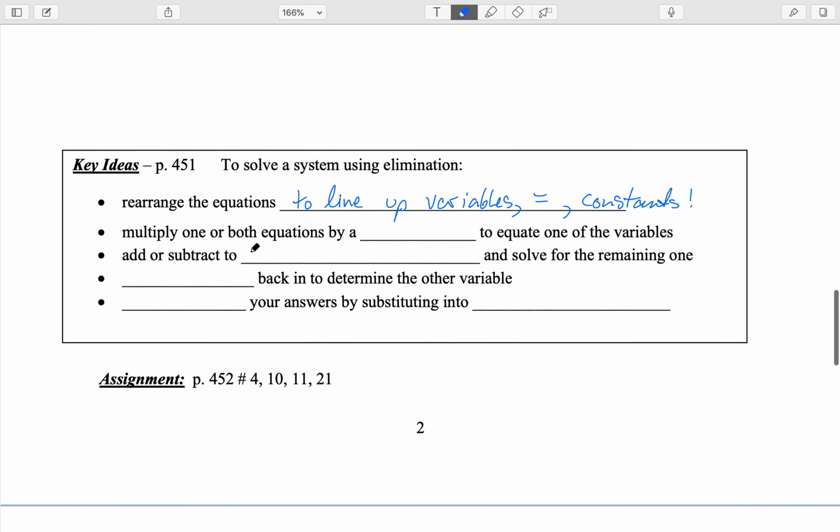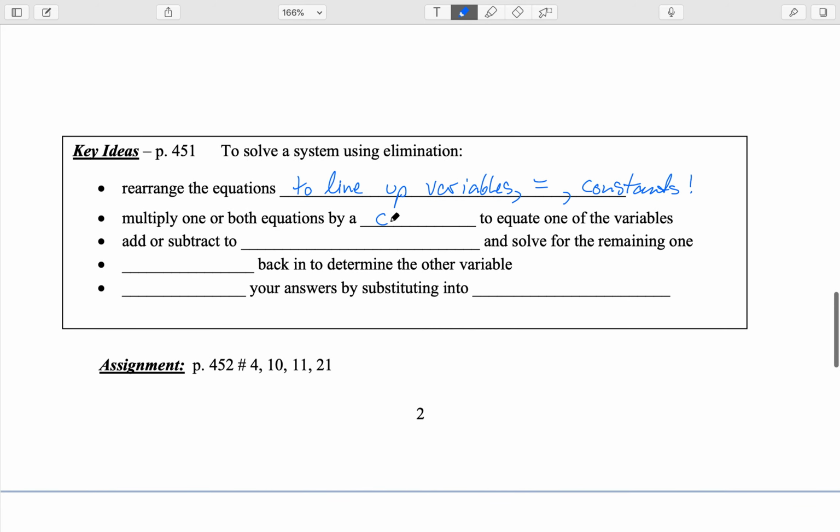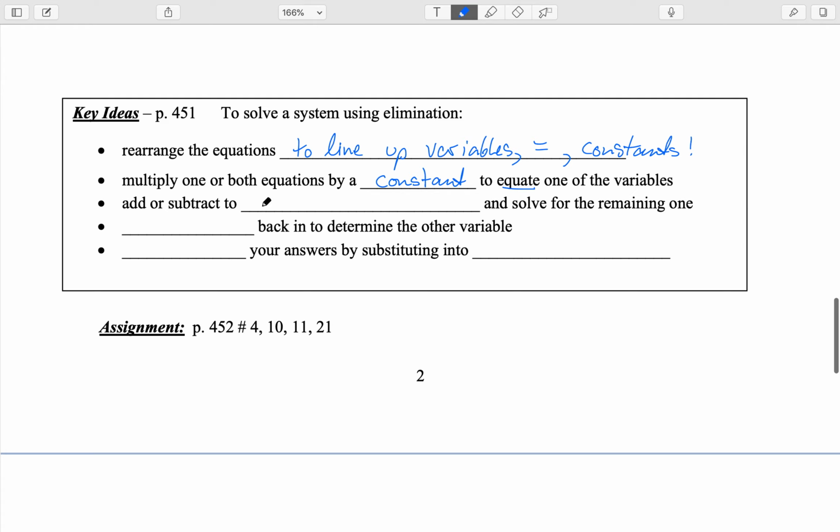Now, I'm going to multiply either one of the equations or maybe both of them by a constant, by a number. Quite often I double one of the equations in order to equate one of the variables. Once the variables are the same, then I can actually get stuff to cancel. Okay, I'm going to add or subtract to eliminate a variable. And once I eliminate one of the variables, then I'm going to solve for the remaining one. So if you eliminate the x, now you can go back and solve for y, and the other way around.